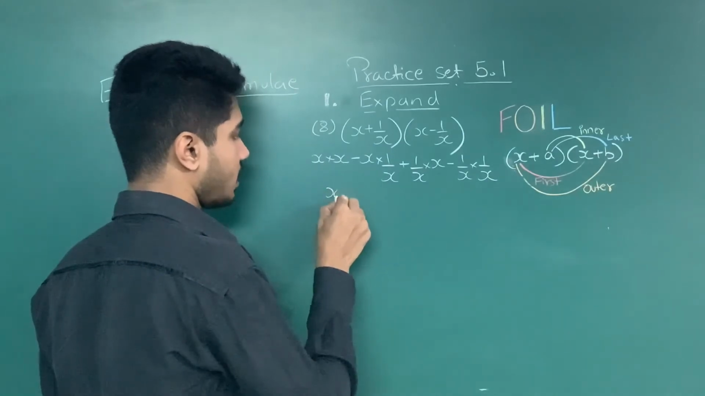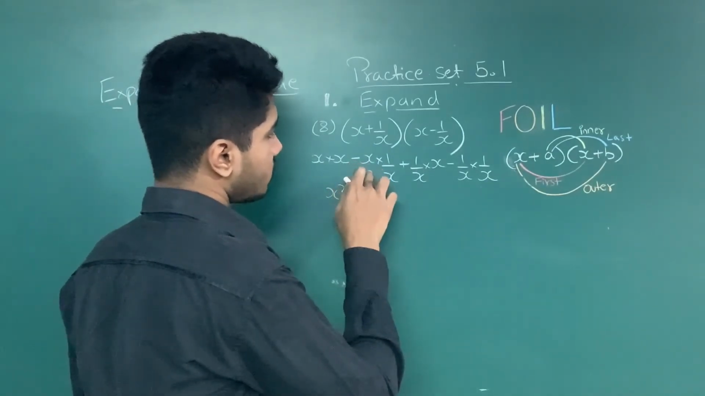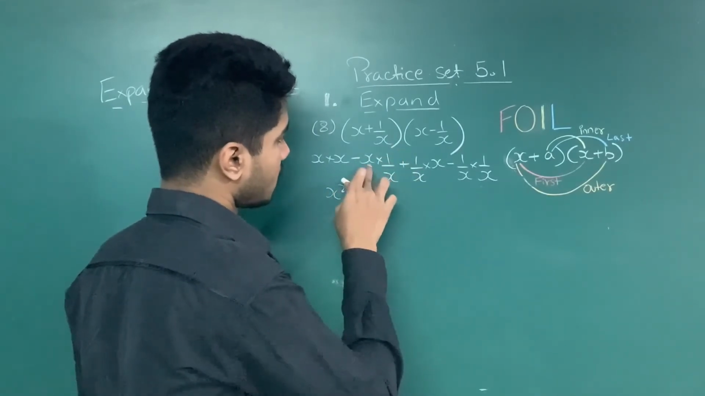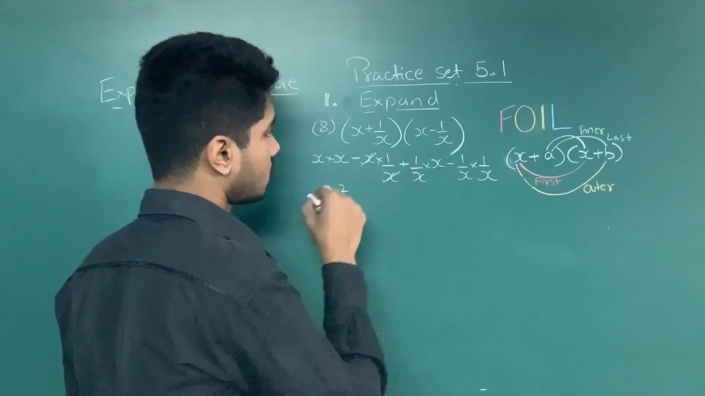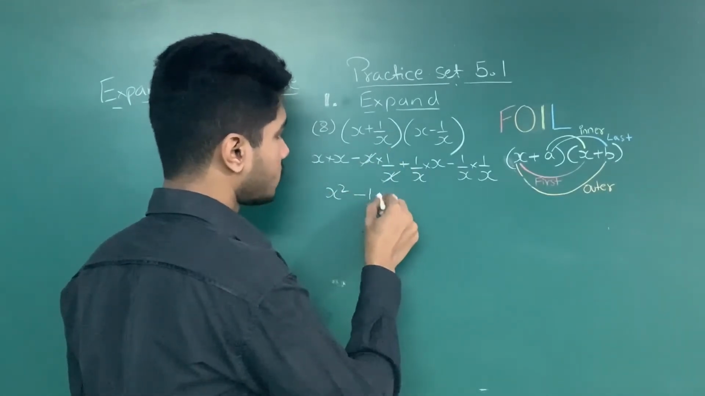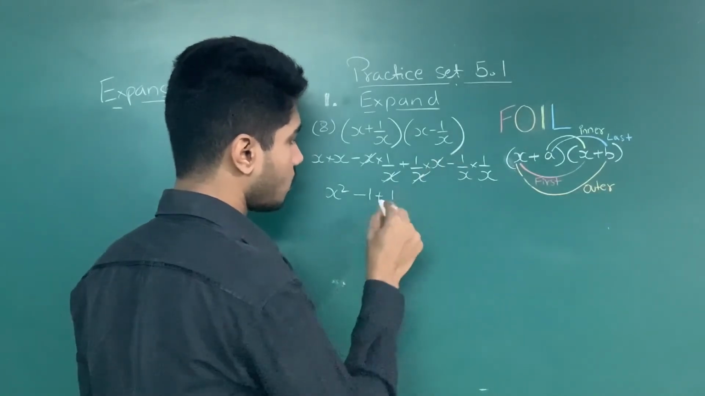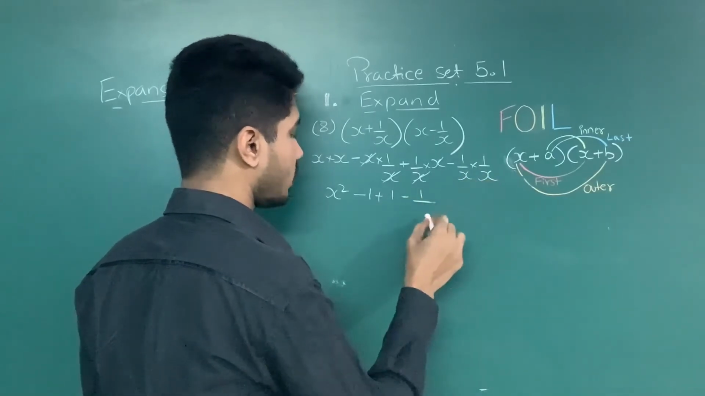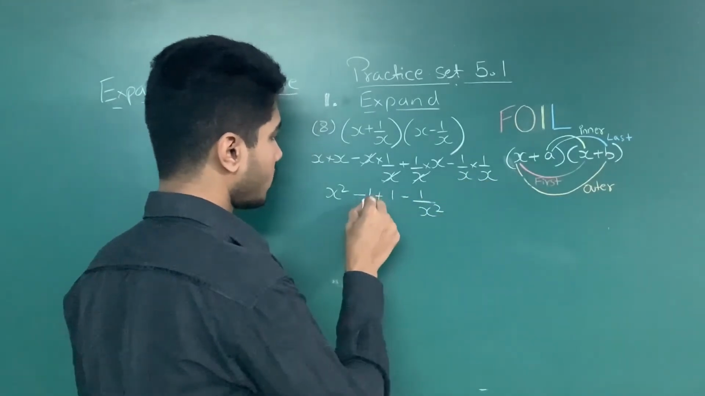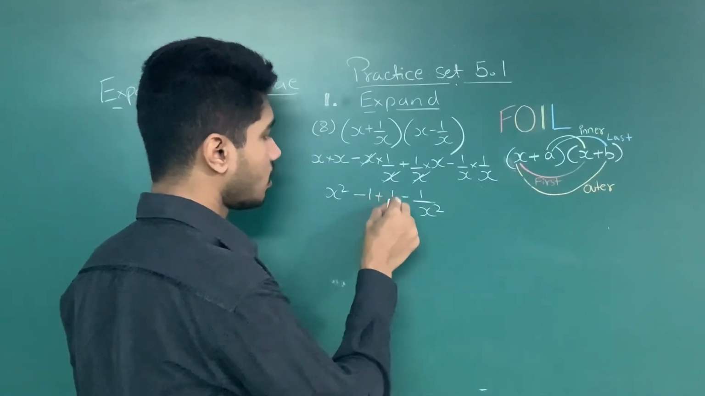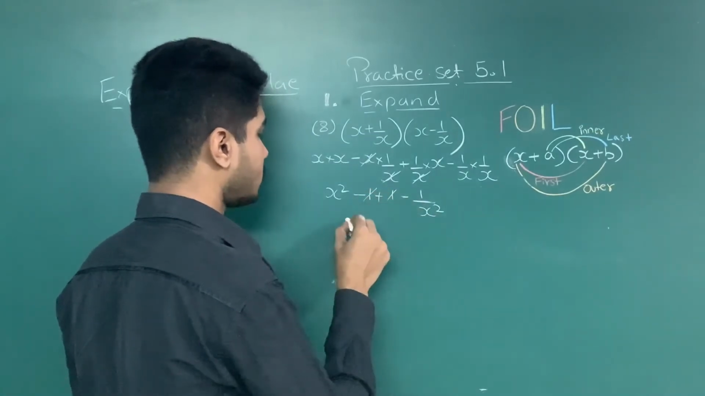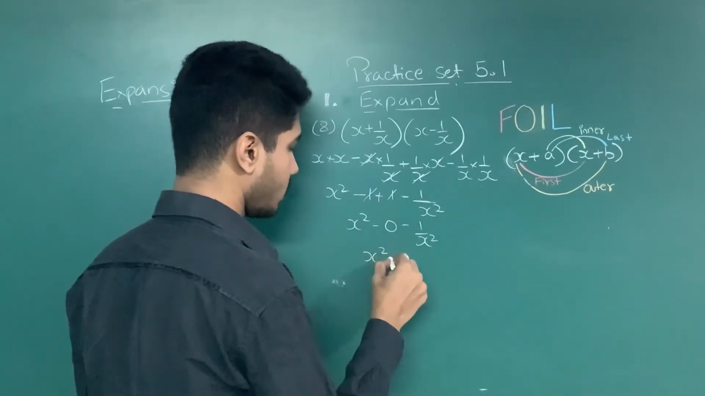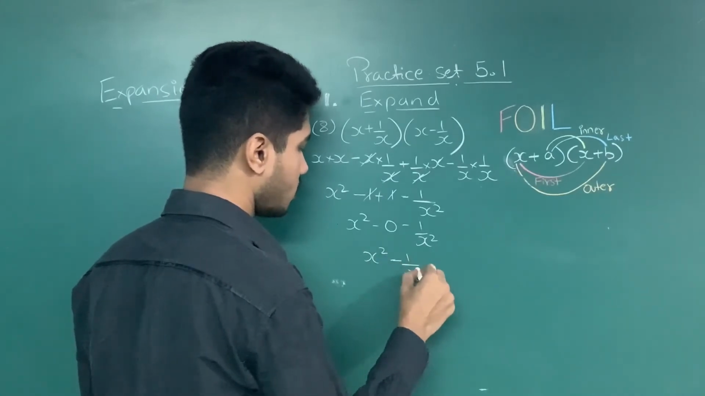Now x into x will give me x square. Over here, the x on the numerator and the x in the fraction 1 by x will get cancelled, so you're left with 1. Plus over here also x and x will get cancelled, you're left with 1. So 1 into 1 will give me 1. x into x will be x square. So over here minus 1 plus 1 will get cancelled, that is, it will give you 0. At the end you can write x square minus 1 by x square.